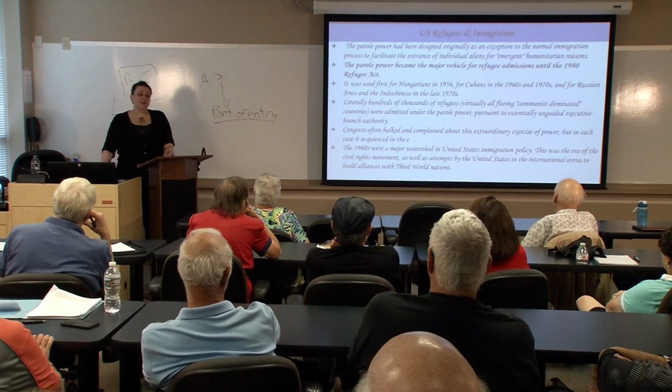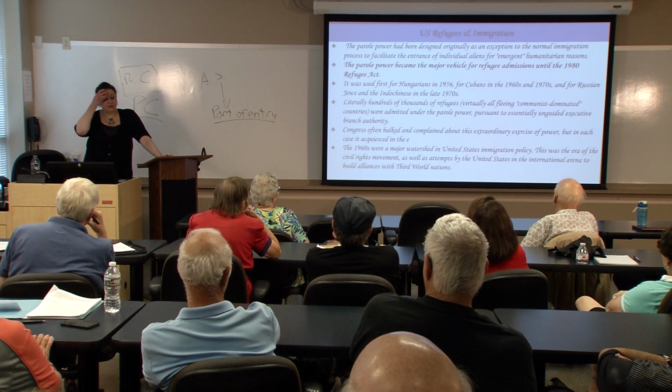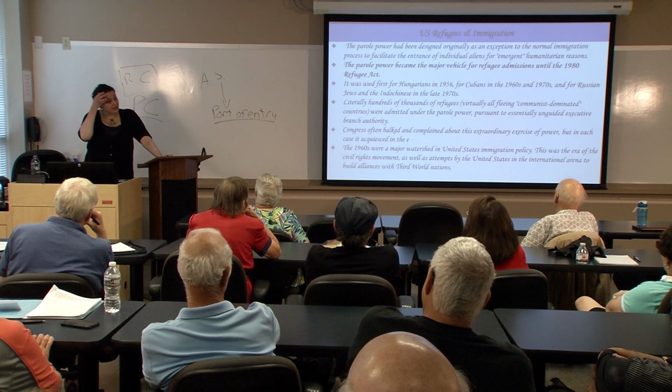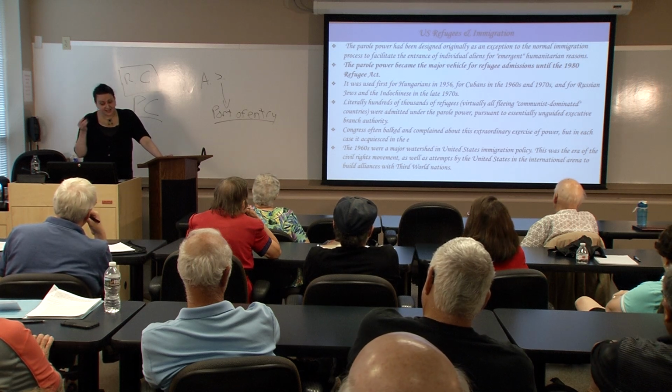The parole power had been designed originally as an exception to the normal immigration process, only for emergent humanitarian reasons. The parole power became the major vehicle for refugee admissions until 1980, when we created the Refugee Act. It was used first for Hungarians fleeing from Soviet oppression in 1956. Then it was used for Cubans in the 1960s and 1970s, and then for Russian Jews and Indo-Chinese in the 1970s. Literally hundreds of thousands of refugees were admitted under this parole power.